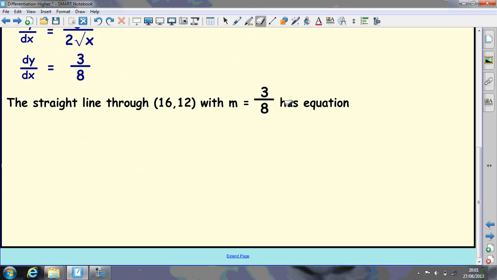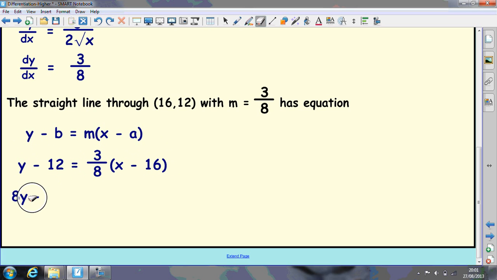So once we've got our point and our gradient, it's y - b = m(x - a). So y - 12 = 3/8 (x - 16). To get rid of the fraction, you multiply both sides by 8. It's the easiest thing to do. Do not multiply the fraction by the values inside the bracket. Multiply both sides by 8, and that gets rid of the fractions from this.